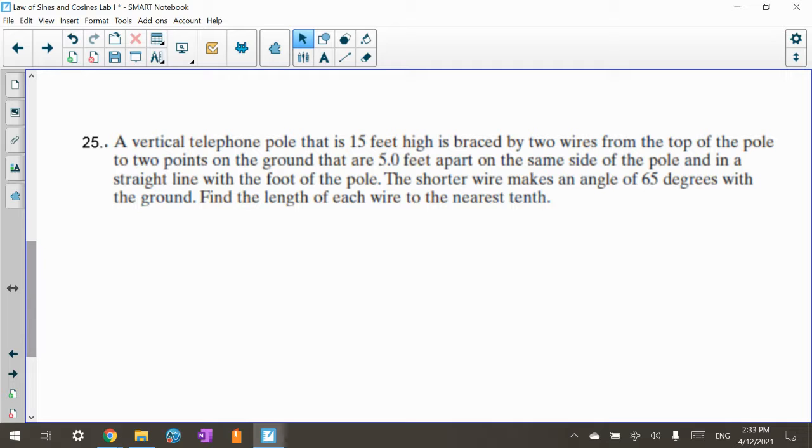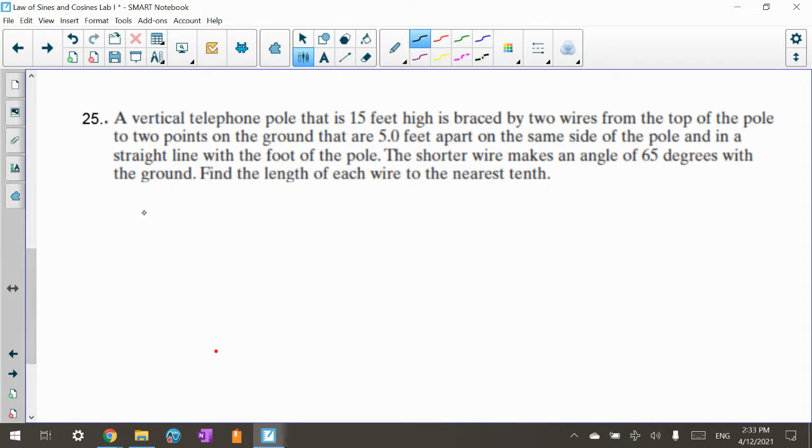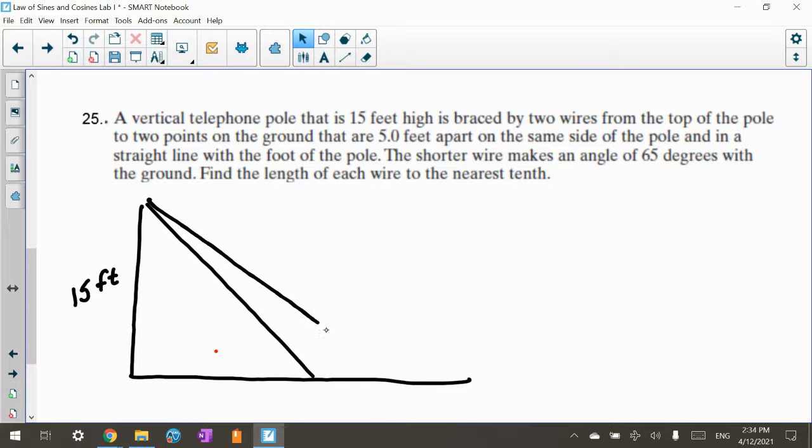Here's number 25. I have a vertical telephone pole. Oh, another vertical one. So let's draw it. Vertical telephone pole. Okay. That is 15 feet high, is being braced by two wires from the top of the pole to 2 points on the ground that are 5 feet apart on the same side. That's important. So it's being braced here. So this is the ground. And then it's being braced here. So I have two wires at the top of my pole bracing it. And they said, okay, that they're 5 feet apart.